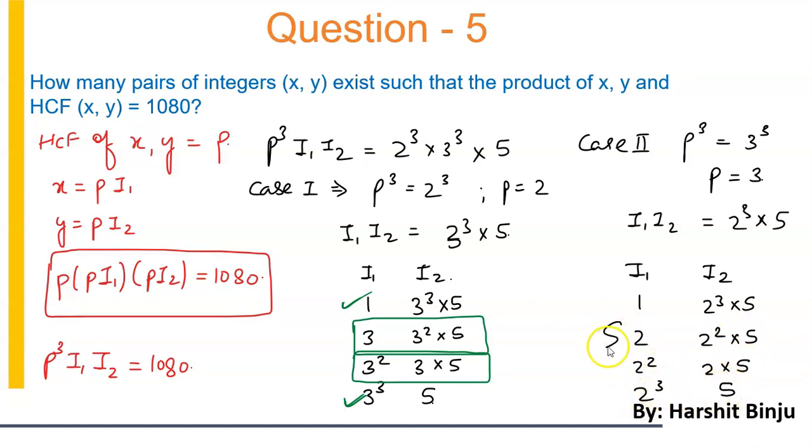You know that these two cases won't work out, because apart from P, which is the SCF, you're gonna also have 2 from both of them, which is common. So only the first case and the fourth case is going to work out.